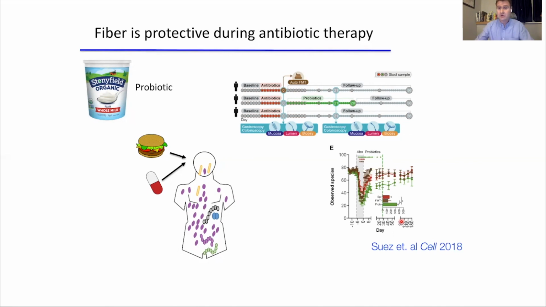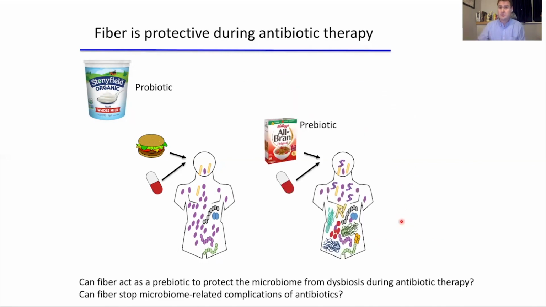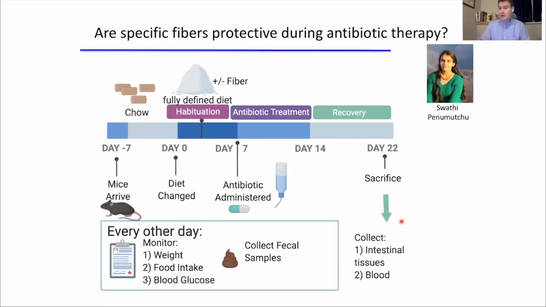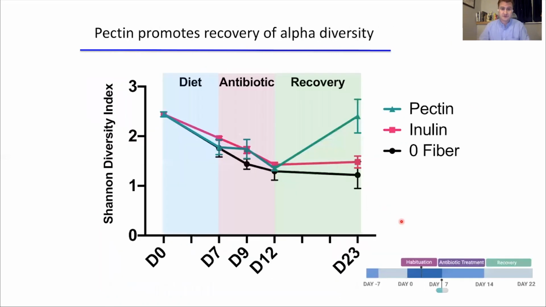And what this group found is that essentially the probiotic reduces the capacity of the microbiome to recover. So it's actually detrimental. So maybe we can look at something else. Maybe we can feed the mice or humans a prebiotic, a fiber supplement that may protect the microbiome during antibiotic exposure. And a wonderful graduate student in the lab, Swathi, is actually looking at that right now. And so she is doing a set of experiments where we give mice different fiber sources at different times to look at how they impact antibiotic-induced microbiome disruption.